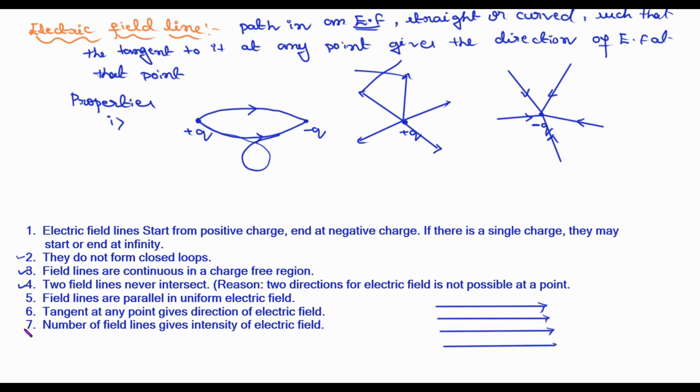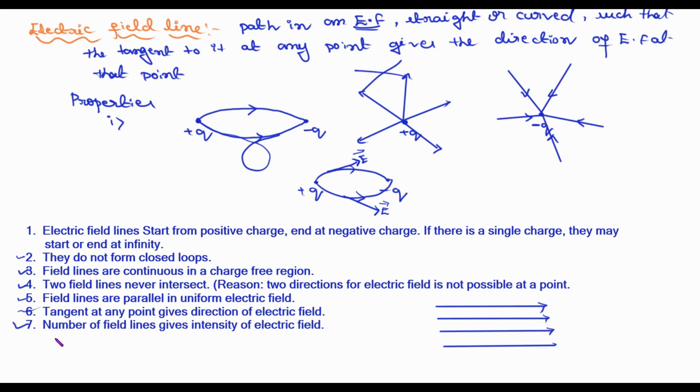Then tangent at any point gives the direction of the electric field, which means suppose you have a plus q charge and a minus q charge, and the field line is like this. Suppose at point E if I draw the tangent, this tangent gives the direction of the field E. Suppose at this point if I draw the tangent, this is the direction of electric field E. So the tangent at any point gives the direction of electric field.